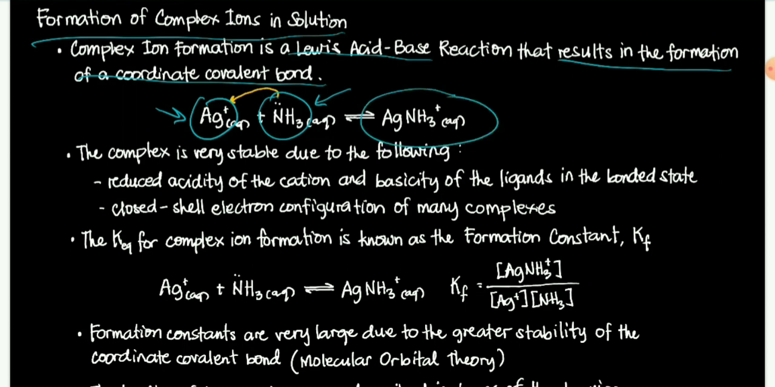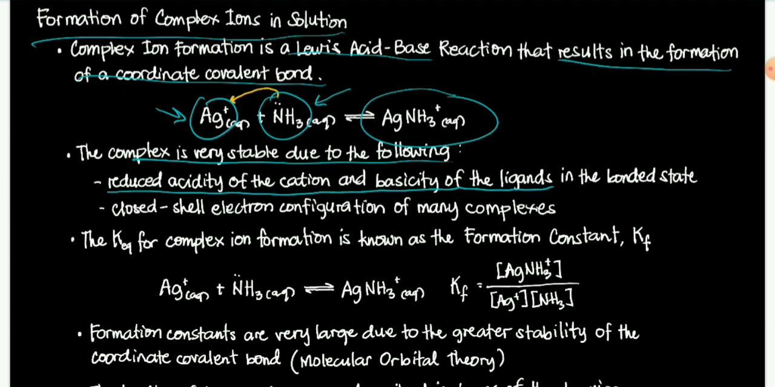So kapag may charge, it's an ion. Kapag walang charge, it's usually a salt. Okay? So yung salt na yon is either soluble or insoluble based on its characteristics. So the complex is very stable due to the following. So there is a reduced acidity of the cation and the reduced basicity of the ligands.